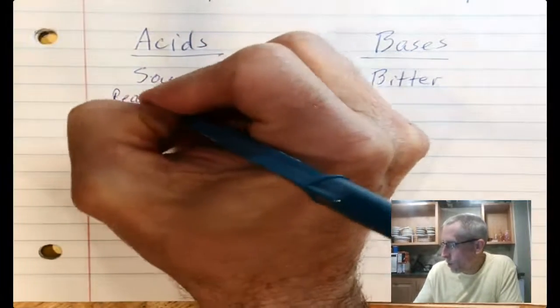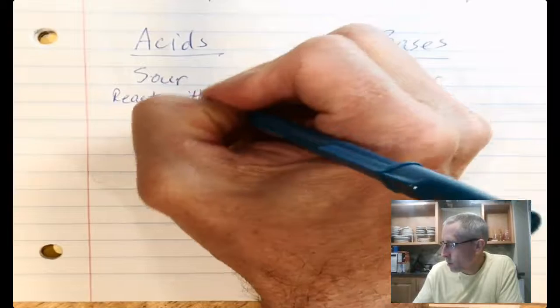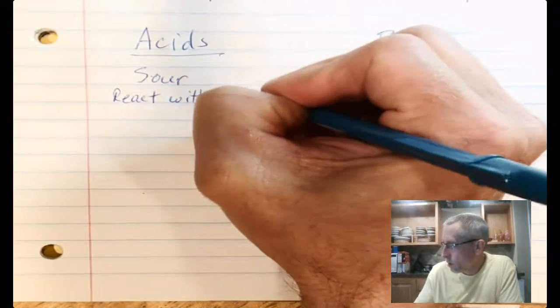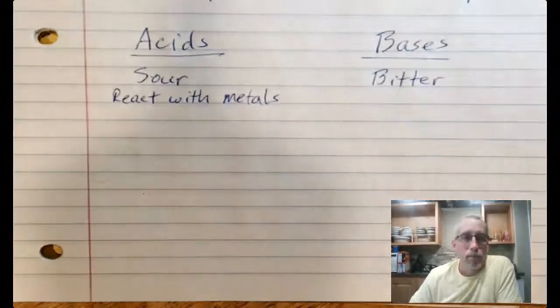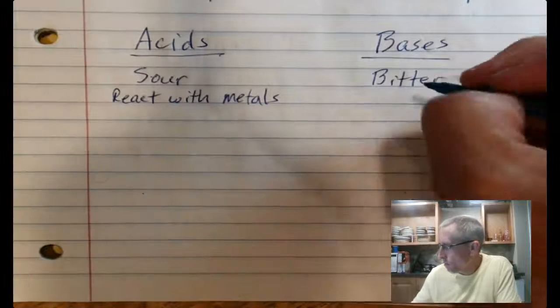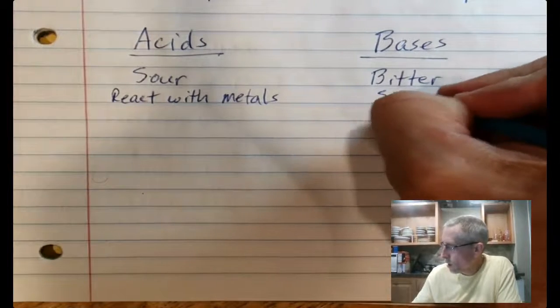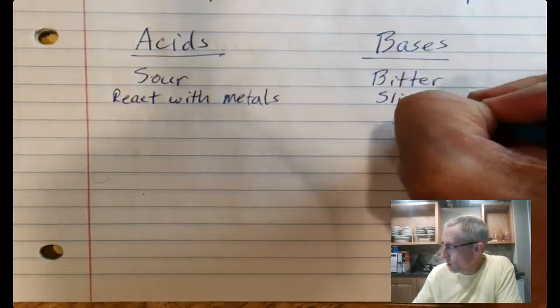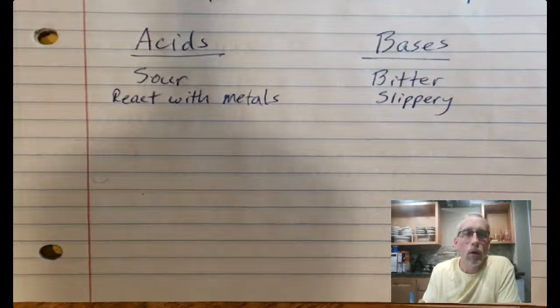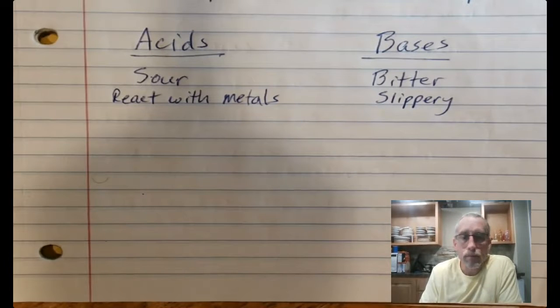Acids tend to react with metals. They will corrode metals. Bases tend to be slippery in a solution. Soap is an example. It's got that slippery feel.